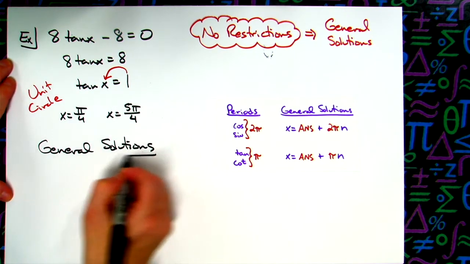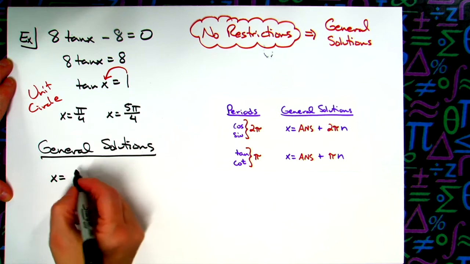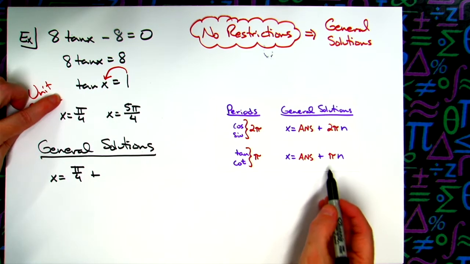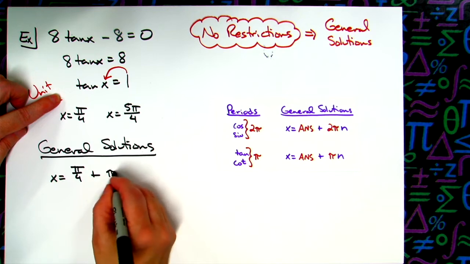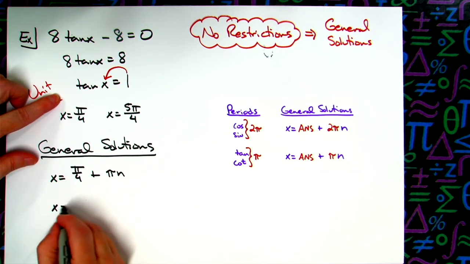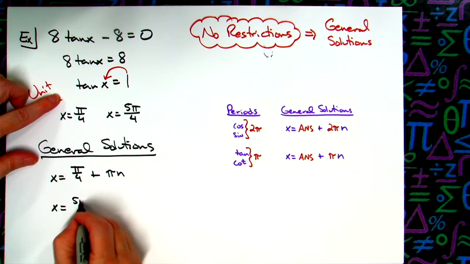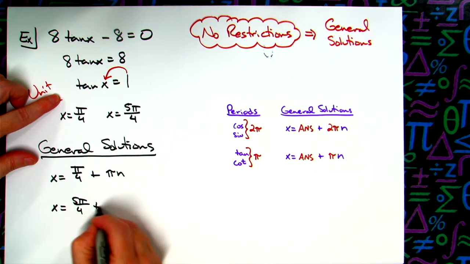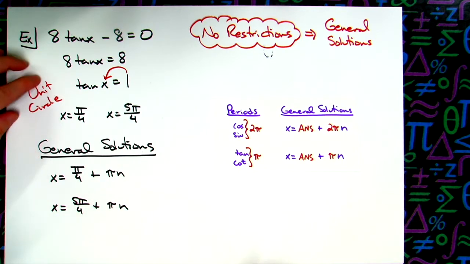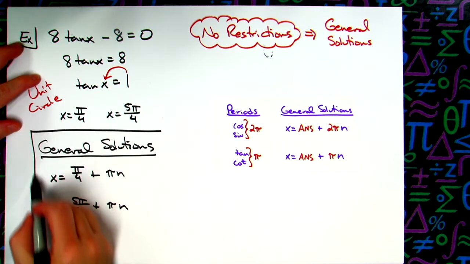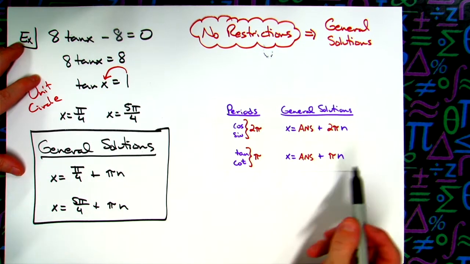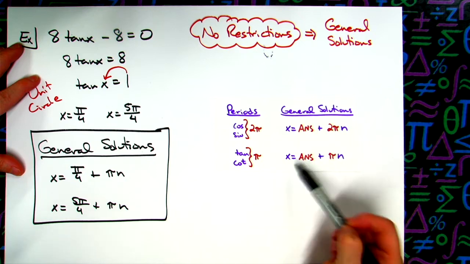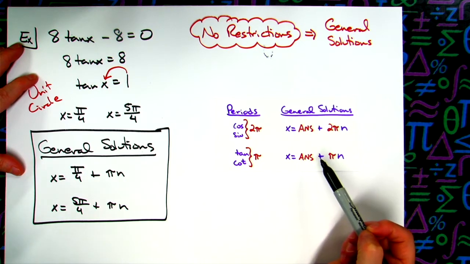x equals, write the first answer down, pi over 4, and this time, because it's a tangent equation, we're going to write pi n. And then our other answer is going to be 5 pi over 4, and we're going to write pi n. So general solution is pretty simple. But the thing is, do you see how you couldn't write your general solutions if you didn't have this memorized? That would create a little bit of a problem.